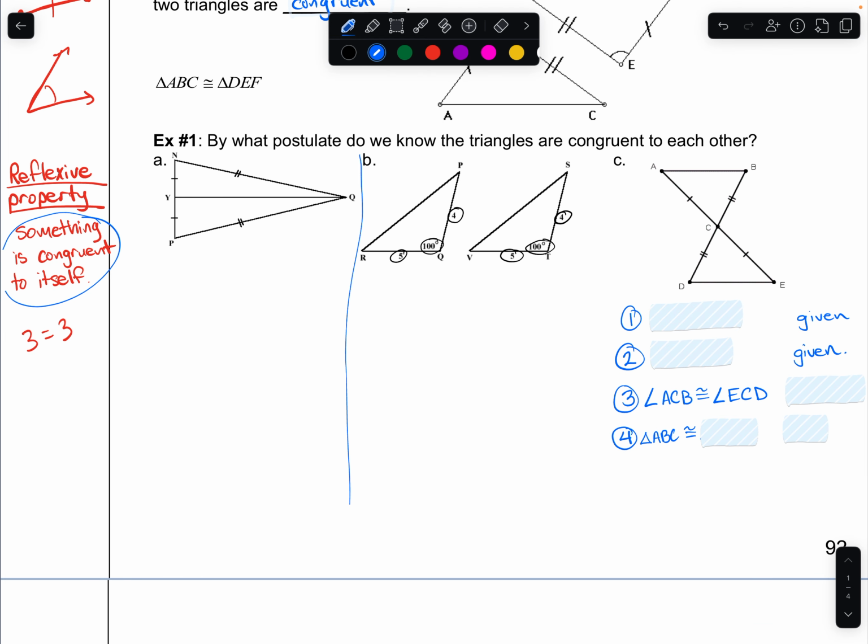So let's start with example A. And I'm going to try to introduce you as early as possible to a method of proof called a two-column proof. So we're going to make a statement. And every statement we make needs to be backed up with a reason. So the first statement we'll make, it's a good idea to write out all the given information first. So see how we have these two marks here? That means line segment NY is congruent to line segment PY.